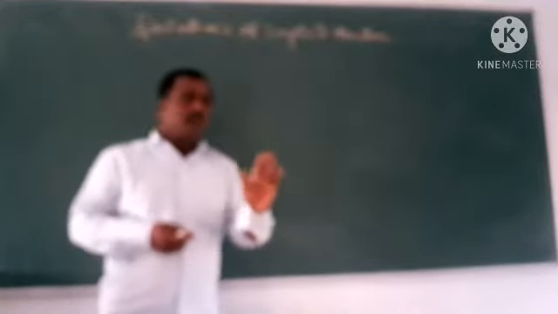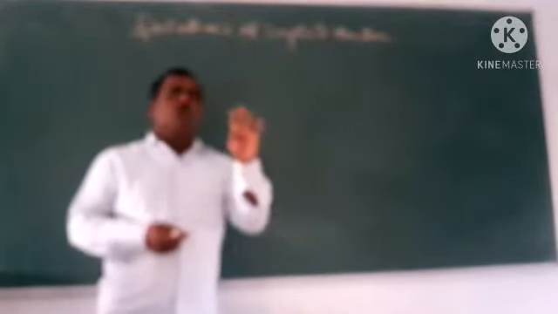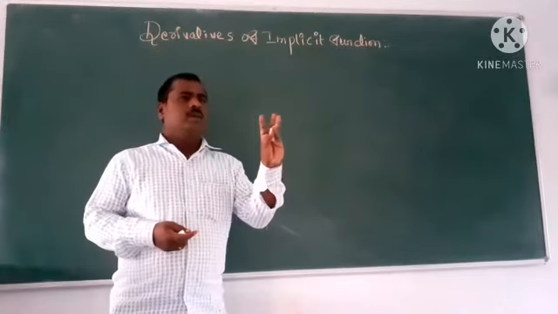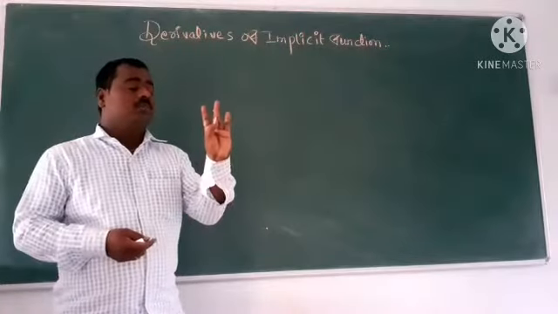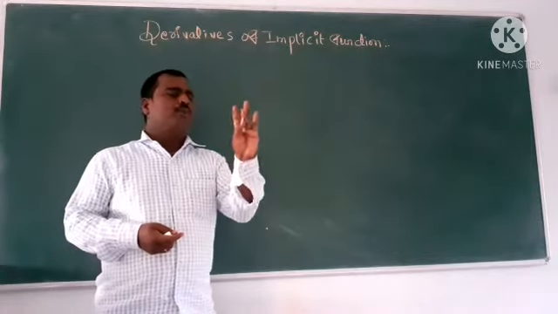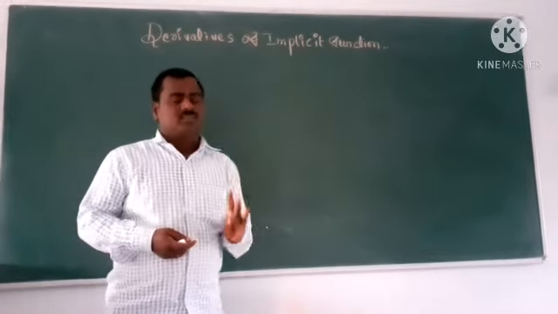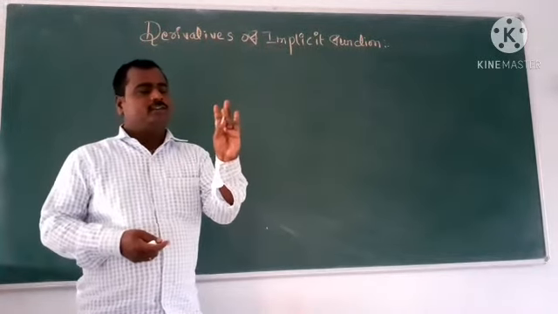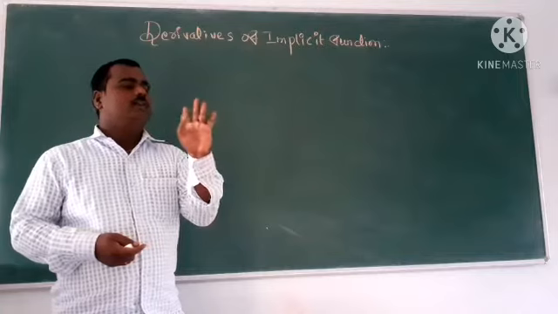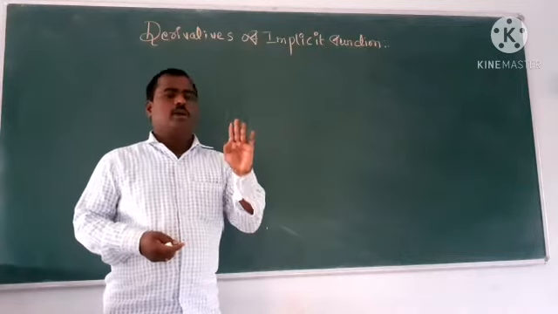In differentiability, we have discussed so many formulas. First, addition and subtraction. The second one is multiplication, the product form. That is u times v, whose derivative is u'v plus v'u. This is called the product rule.